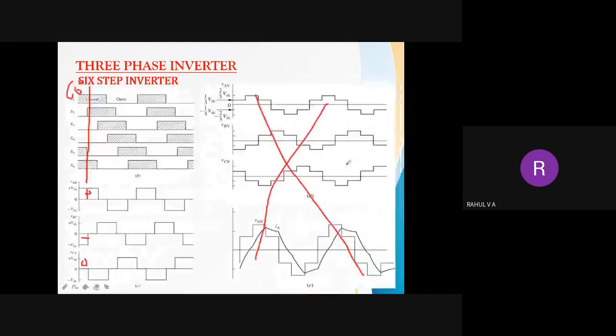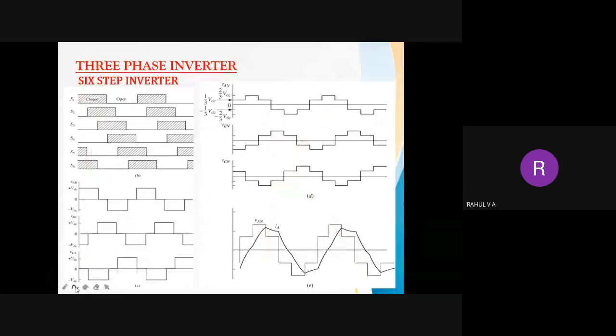See the second cycle. Second cycle is this one. This was the first cycle, and now the second 60 degrees, this one. S1 remains in the on condition, S5 is switched off now, S6 remains in the on condition, and now we are switching on S2.